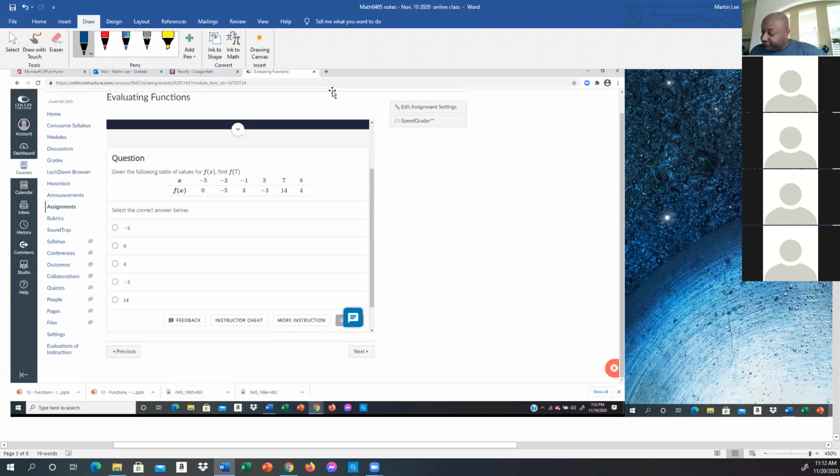Okay, we're still evaluating functions. Here in this problem, they want us to find f of 7. So when my x equals 7, what does f of x equal? Another way to say it is all my x values are inputs. So all these values right here represent your input, and then f of x represents your output.